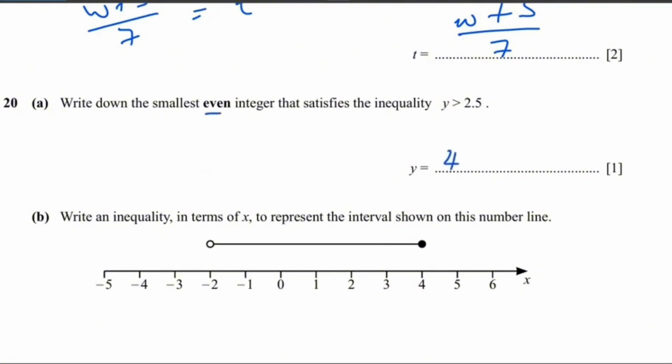Even numbers 2, 4, 6, 8, 10, 12, 14, 16. And 3 is the next integer, but it is not even. So the correct one would be 4.